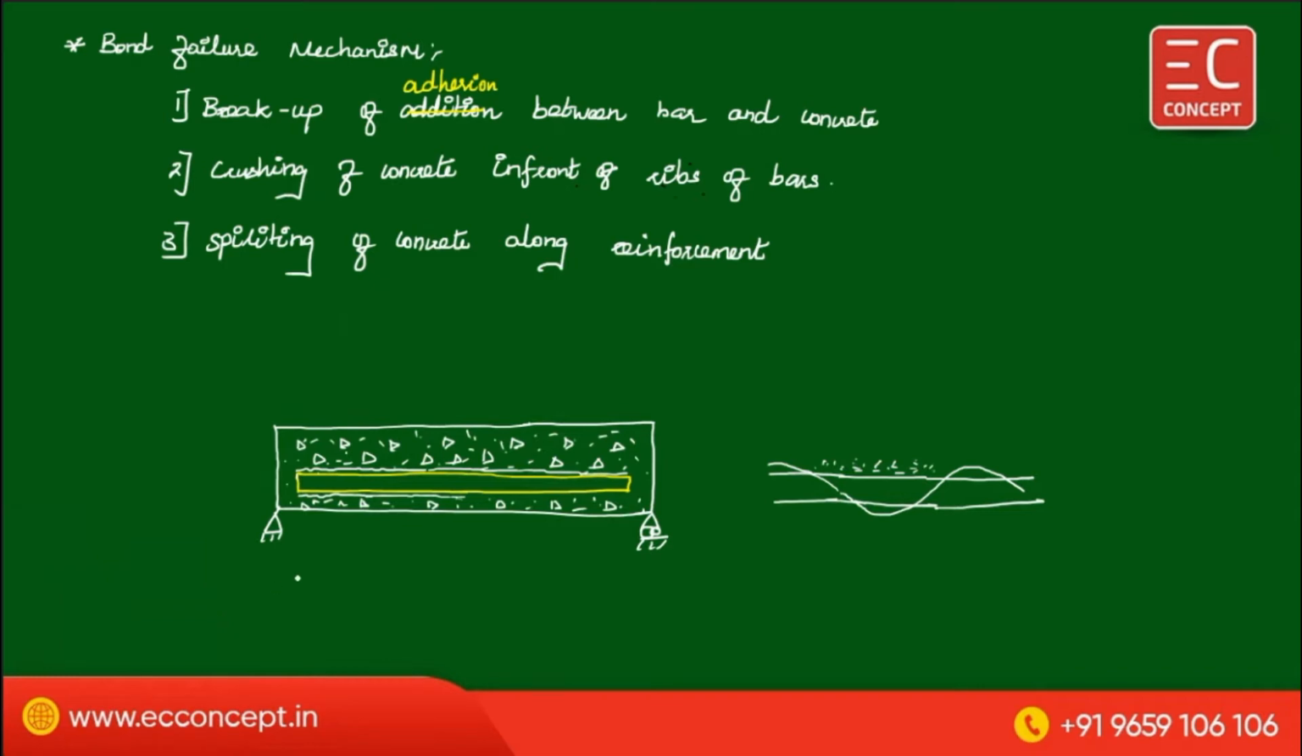Now we are going to see what are the types of bond. The first type is the flexure bond, and the second is the Anchorage bond. Now see what is the flexure bond and what is the Anchorage bond. We will see one by one. First one, flexure bond. What is a flexure bond?